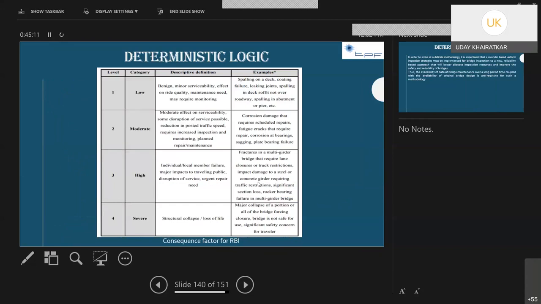This is a table which shows the various levels: low, moderate, high, and severe. The descriptive definition is given in the table. The examples are also given on what is the level of the structure. Under the severe category, there is a major collapse of a portion or all of the bridge forcing closure, the bridge is not safe for use, and there is a significant safety concern for travelers. Similarly, for levels high and low, different examples have been given.